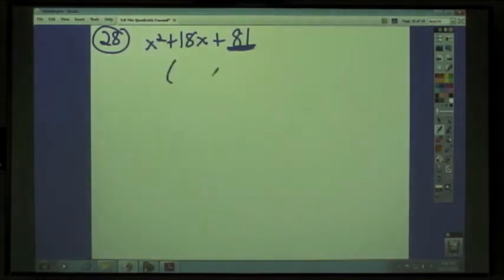Now, what you would actually do if you're solving the equation is you would then break this down into x plus 9. Remember, 18 divided by 2 was 9. That's what gave me the 81. That's what it's going to split up into as a perfect square.